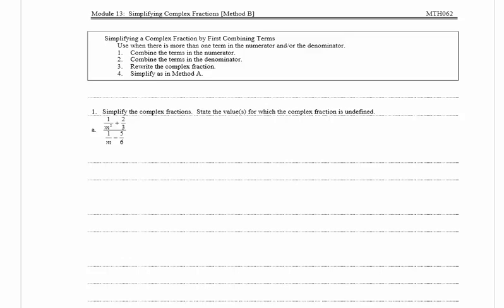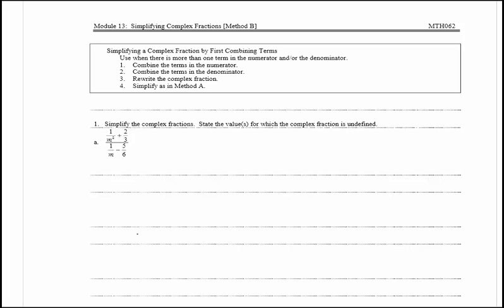So here in number 1 it says simplify the complex fractions, state the value or values for which the complex fraction is undefined. In A we have 1 over m squared plus 2 divided by 3, divided by 1 over m minus 5 divided by 6. And we want to state all of the values for which this complex fraction is undefined.